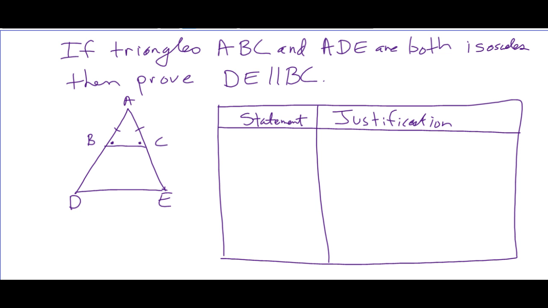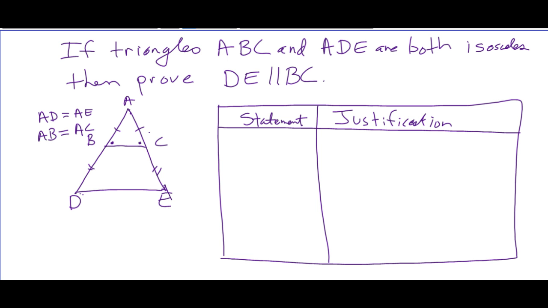And triangle ADE, which means we know that AD and AE are the same length, right? So we could say AD is equal to AE, and we can say AB is equal to AC. That means these two guys, BD and CE, are the same length, right? So we've got kind of three lines that are the same length. Or sorry, we've got this and this are the same length.